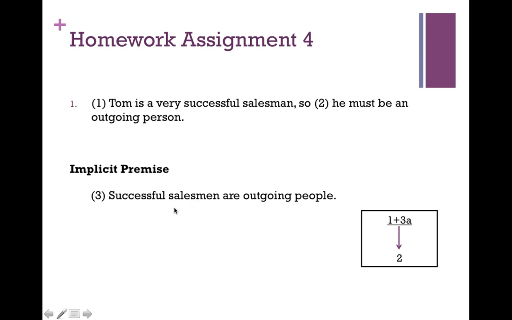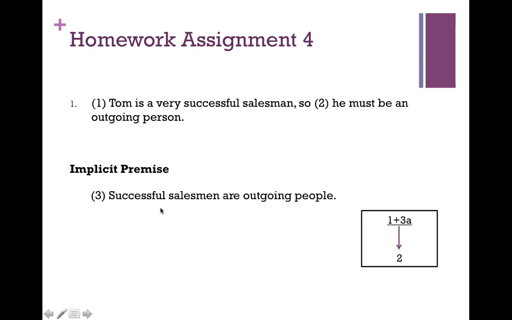If your numbering is a little different than mine, like if you said this is 1, and then successful salesmen are outgoing people is 2, and then the conclusion you listed is 3, that's fine. What matters is just that you had 1 plus whatever you numbered the assumption as, if it was 2 or if it was 3, and then the A, and then the conclusion down here with the down arrow, and that you represent these as being dependent premises.